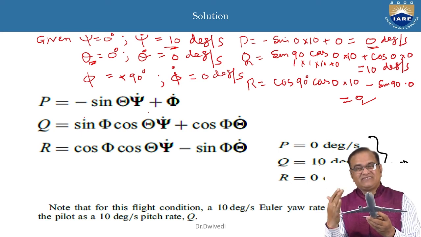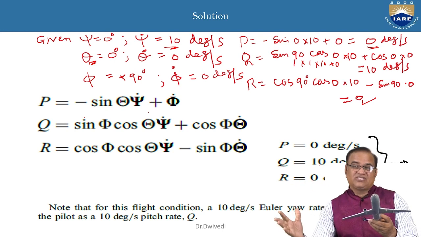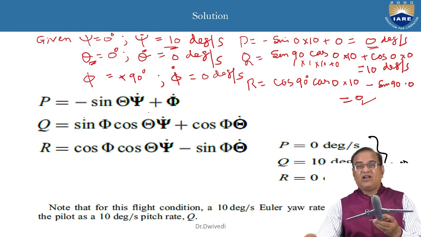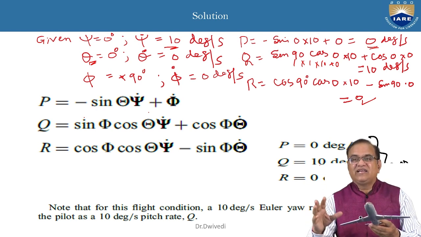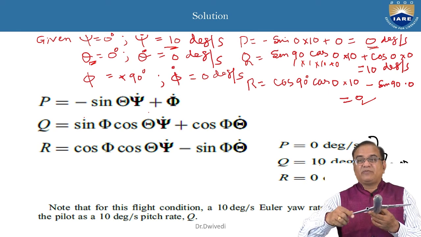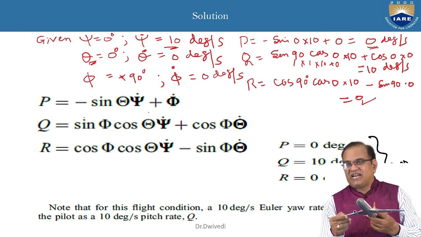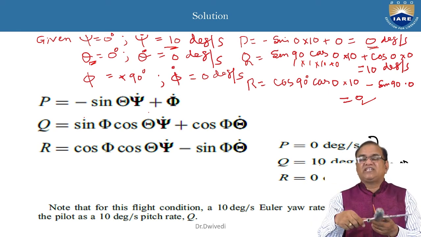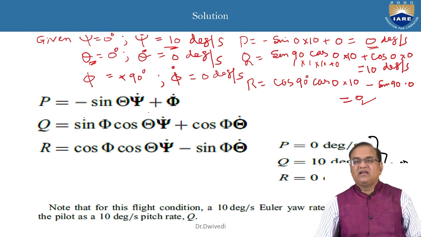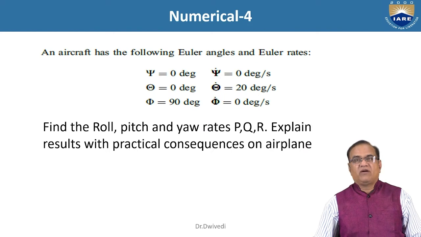That is the difference. As I told you, from the earth axis system to the body axis system, the pilot does not feel what the people on the earth feel. The person in ATC feels that the aircraft is yawing 10 degree per second, but the pilot feels that it is pitching. That is why you have to understand the physics of the problem very well.